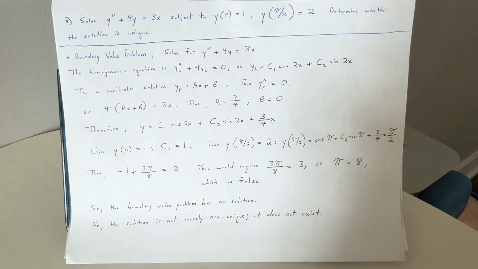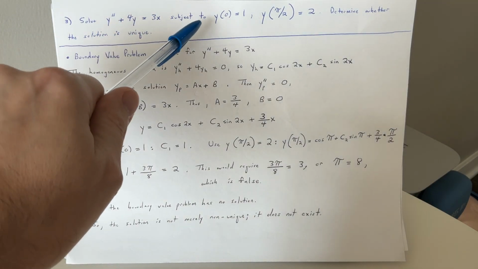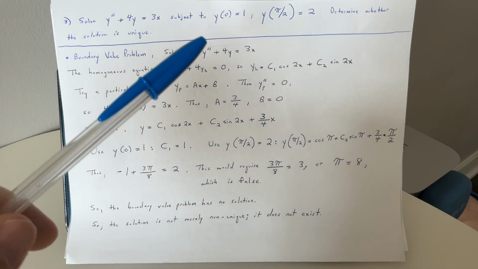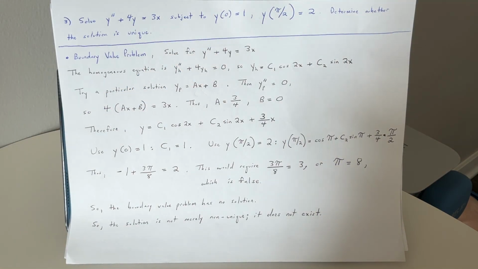Number 3, solve this. y double prime plus 4y equals 3x, subject to y of 0 equals 1, y of pi over 2 equals 2. Determine whether the solution is unique. Okay, so this is a boundary value problem. We're going to solve for y double prime plus 4y equals 3x.